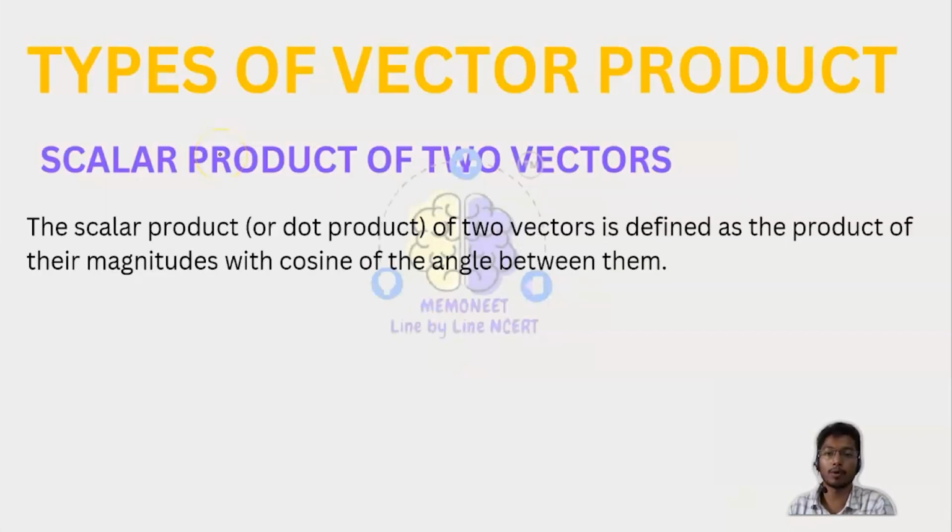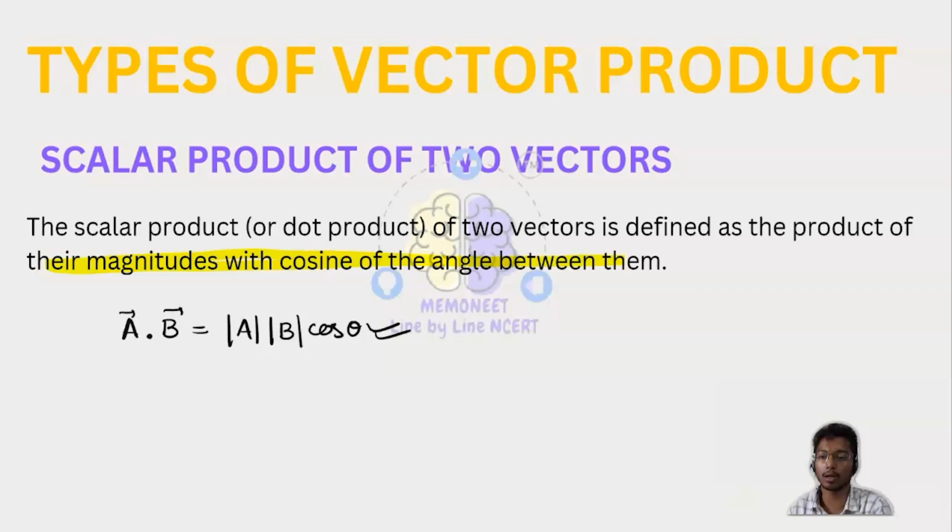Types of vectors: the scalar product of two vectors and the vector product of two vectors. These are the types. Let's first see the scalar. The scalar product of two vectors is defined as the product of their magnitudes with the cosine of the angle between them. We represent it as A vector dot B vector is equal to A magnitude into B magnitude into cos theta. So this is the scalar product of the vectors.